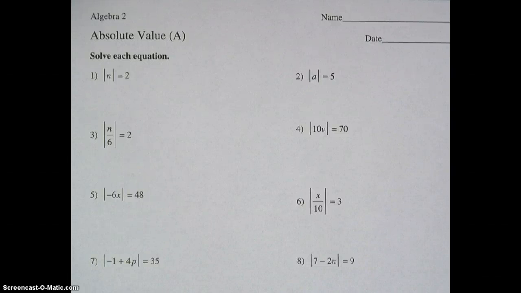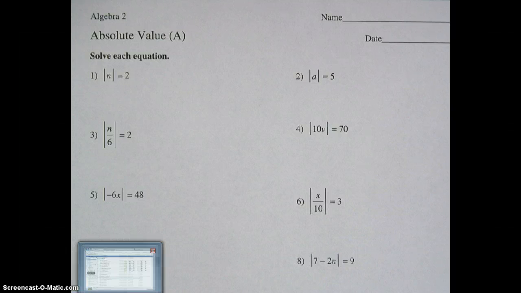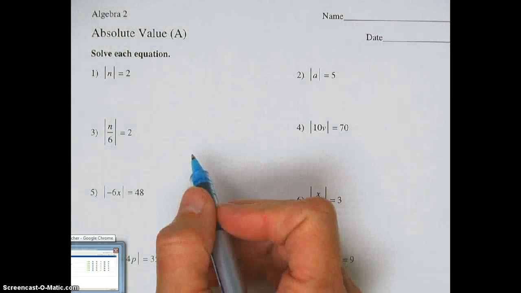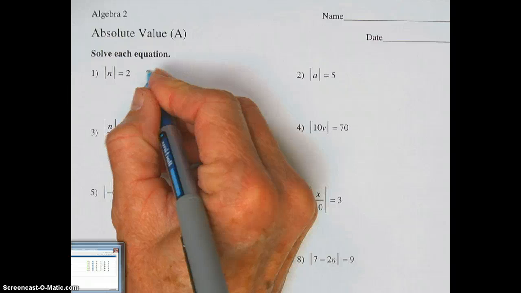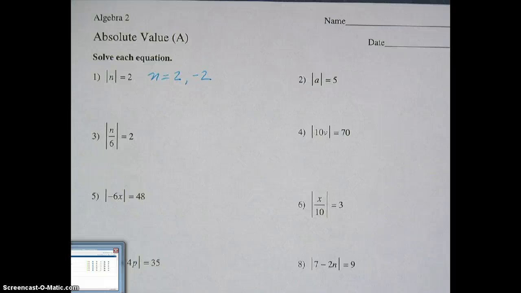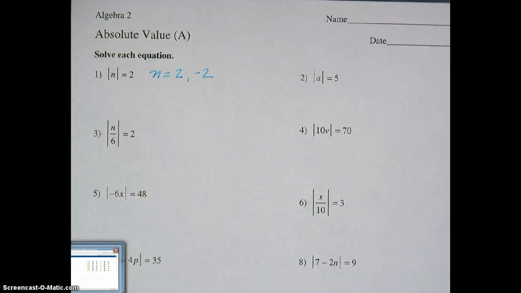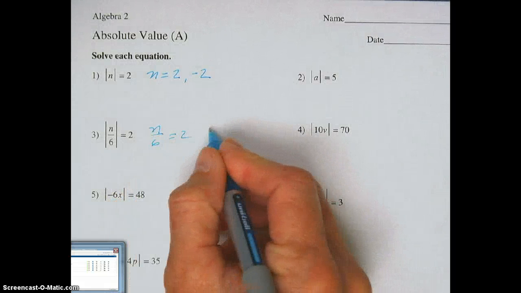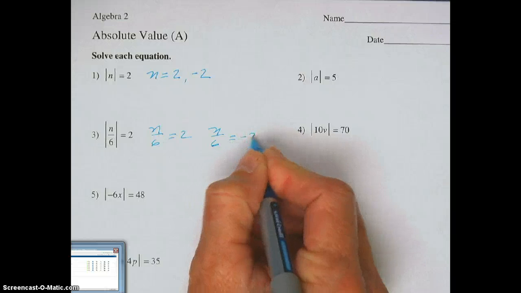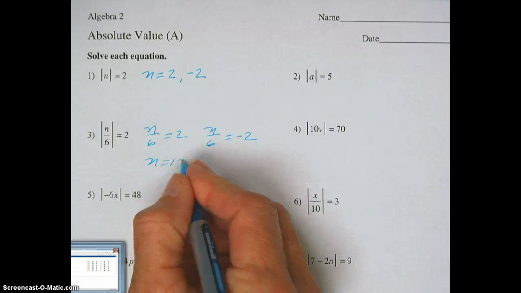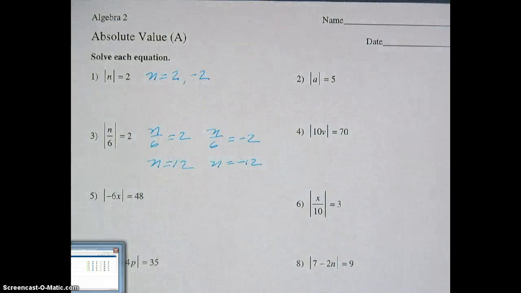Today I want to review the concepts of absolute value. So you might recall when you are solving absolute value, remember, it always has two solutions. So the easiest ones can be a positive 2 or a negative 2. So I'm going to jump down to number 3, where n over 6 can equal 2, or n over 6 can equal a negative 2, and then solve for n. So n would equal 12 here, and n would equal a negative 12 here.